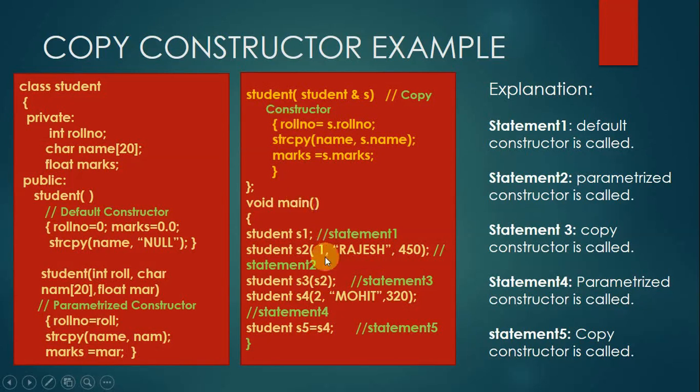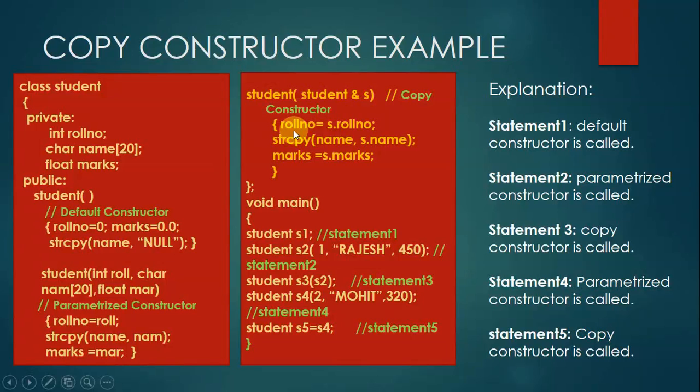Now if I talk about the third statement, I am saying student S3, and in the bracket I am saying S2. It means I am passing S2 as an argument to the object S3. So this is an object. In this case, the copy constructor will be invoked, and S2 and S will share the same memory space because this is passed by reference.